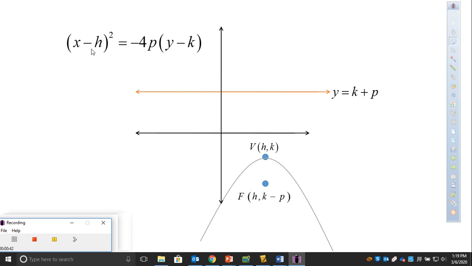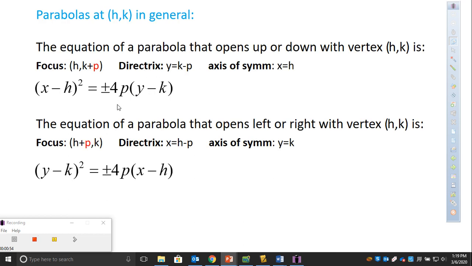The difference now is that the vertex is at (h, k) as opposed to being (0, 0). So yesterday was (0, 0). Today is (h, k). So this is a kind of summary slide of everything that we are covering.